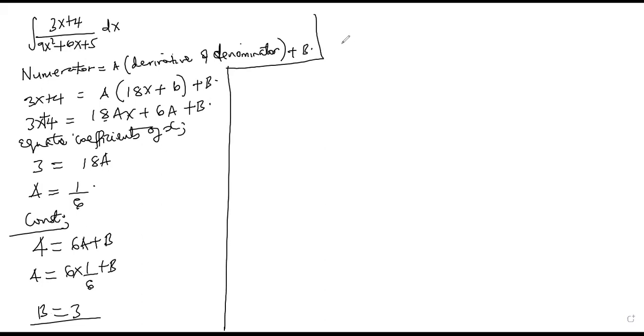the integral of 3x plus 4 over 9x squared plus 6x plus 5 dx is equal to the value of a, which is a 6th, so it is going to be the integral of 1/6 of 18x plus 6, no, plus 6a.